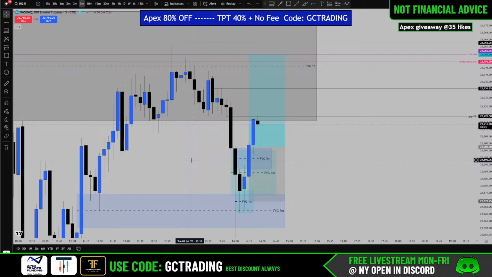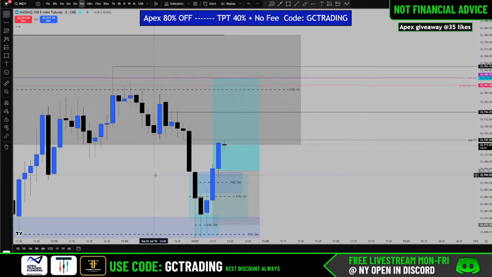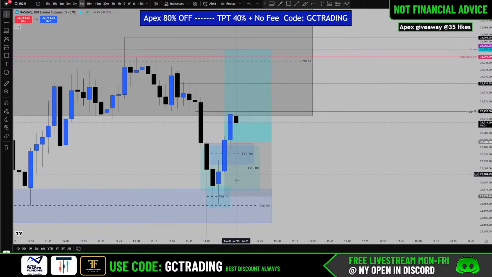I had 10 micros on, and I meant to sell 2 of them right there and then move the rest to break even. But the order quantity was set to 5, so it sold all 5 or all 10. All right. Well, once we did go up, I did end up moving my stop just a tad.